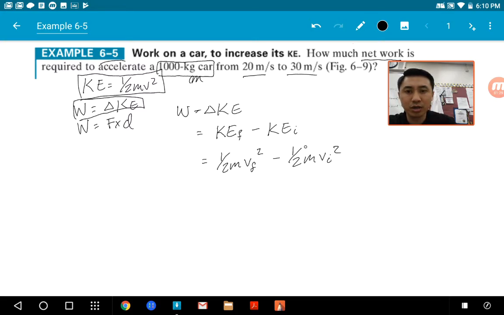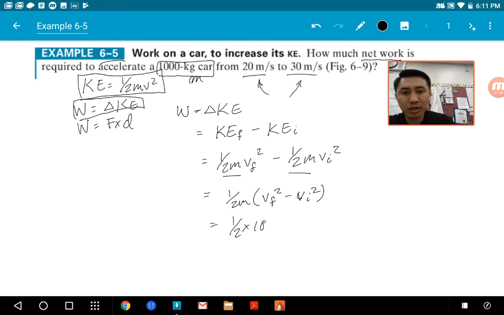I don't think we're lost here. We already know our mass is going to be 1,000. We already know these are our two velocities. So the math is going to be fairly simple. I'm going to simplify a little bit. I'm going to take the 1/2 m out. So this becomes 1/2 m times v final squared minus v initial squared. So this becomes 1/2 times 1,000 times 30 squared minus 20 squared.